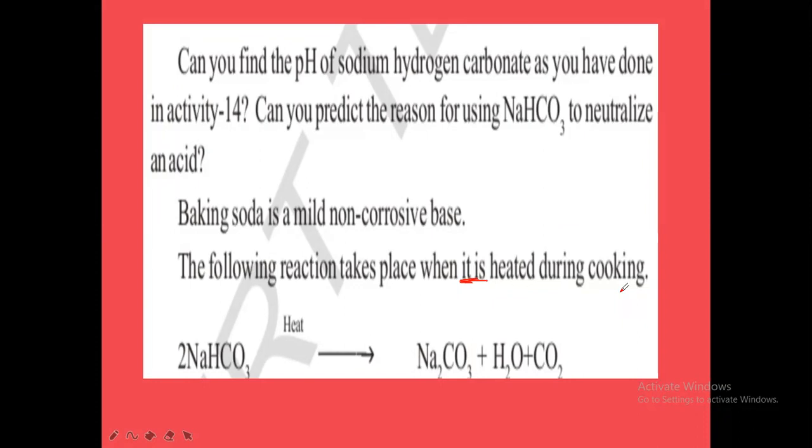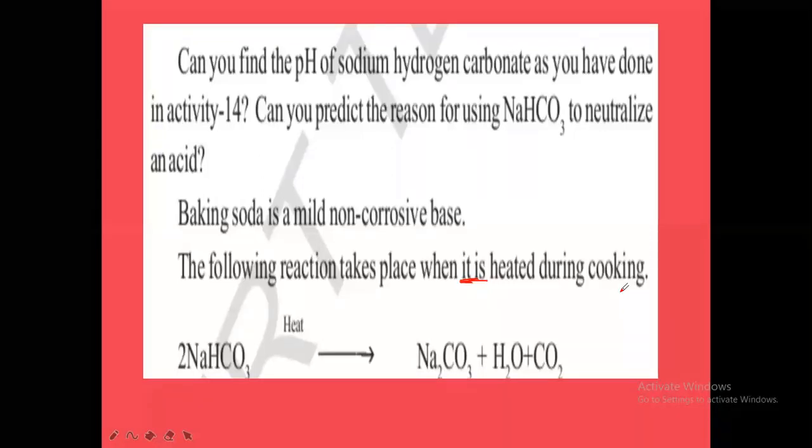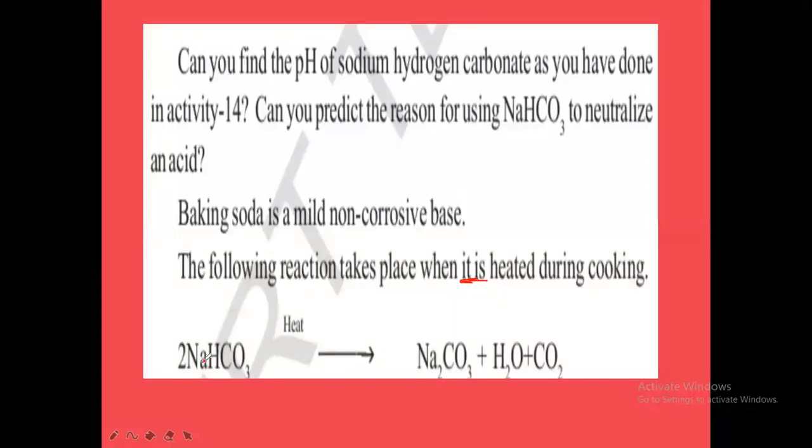And when you heat the dough, what happens? We get spongy cakes. So during the cooking process, the baking soda NaHCO3 in the wheat dough will be heated. This baking soda on heating will produce CO2 gas.